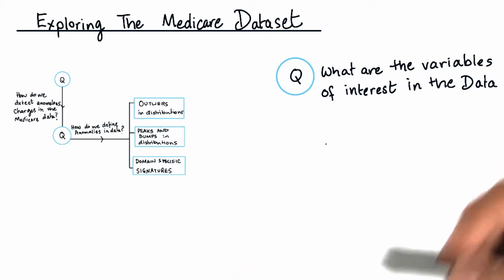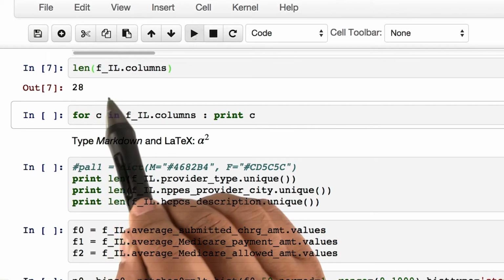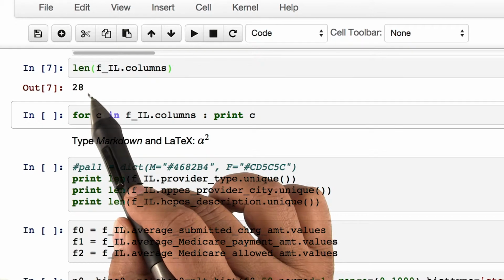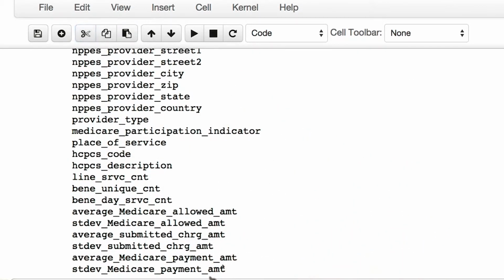Let's switch back to the IPython notebook to investigate this. We had seen from the summary of the dataset that we had 28 different columns of data. The list of columns is long. If you scroll to the bottom of it, you will see 6 variables that may be of interest to us.